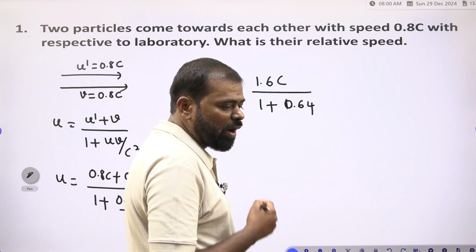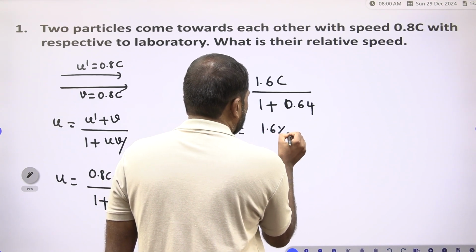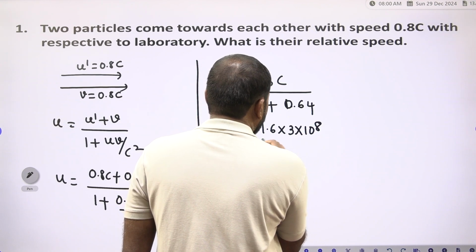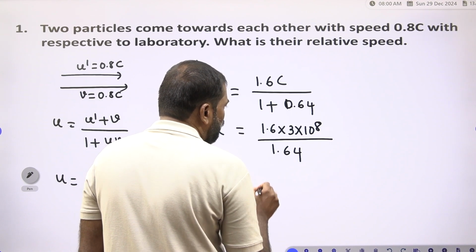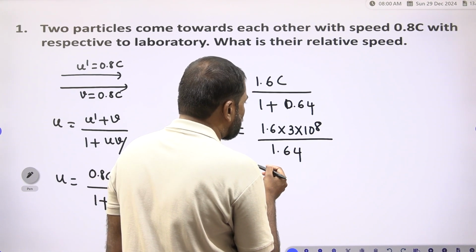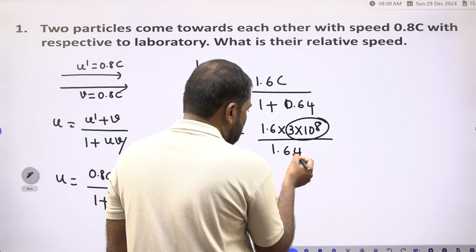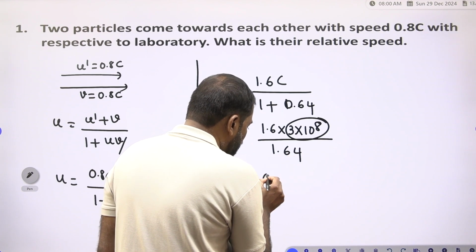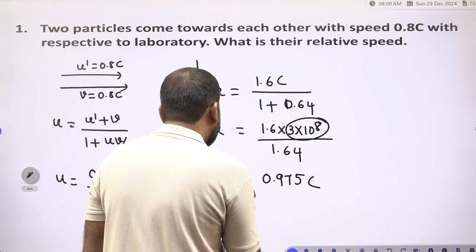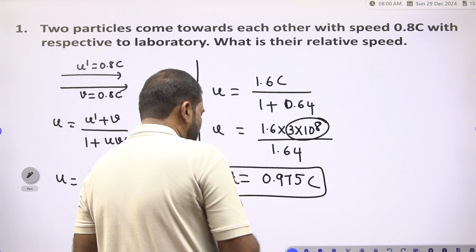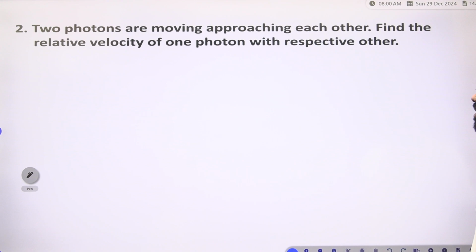So, how do you calculate that? That is 1.6 into 3 into 10 to the power of 8 divided by 1.64. You keep c like that only: 1.6 divided by 1.64 is 0.975, so 0.975c it will come. So this is the relative velocity. This is very, very important.